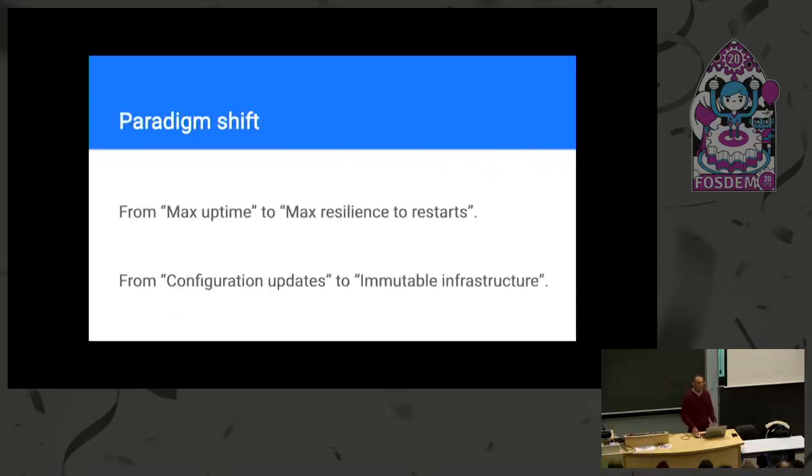So just in general, starting from 2001 and so on, I think we moved from the server side where max uptime was a reasonable goal and was considered a positive achievement. But now what we focus on is the maximum possible resilience to restarts of the applications. And we moved from configuration updates, just maybe more recently, to an infrastructure that can be called immutable, where when you want to change something, you don't change the configuration, you change the components that are involved, like, for example, deploying new container images.